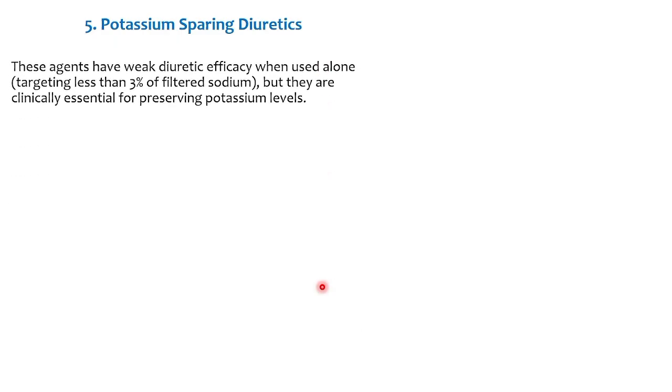Now let's move to our last type of diuretic: the potassium sparing diuretics. I think there are two mechanisms of action. These agents have a weak diuretic efficacy when used alone. Why? Because they target less than 3% of filtered sodium, but they are clinically essential for preserving potassium levels. That's why you have potassium sparing. These are diuretics that help in sparing potassium.